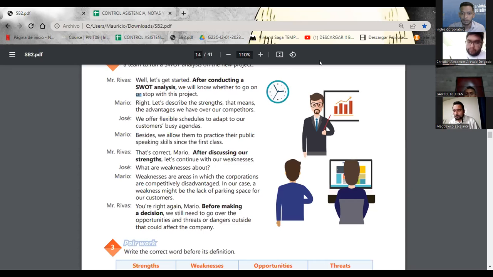The last part we said: we still need to go over the opportunity and threat or danger outside. Significa algo así como mantener o buscar las oportunidades y quitar la debilidad, no sé cómo interpretar eso. Go over, discuss. Exactly, yes. It's like, we still need to discuss the opportunities and threats or dangers outside that could affect the company.